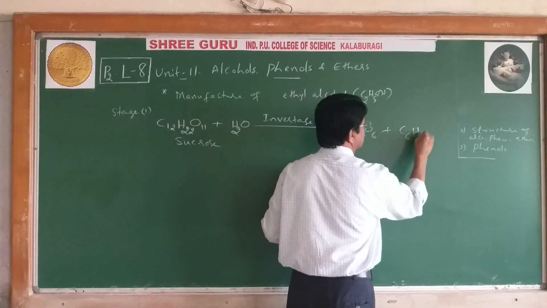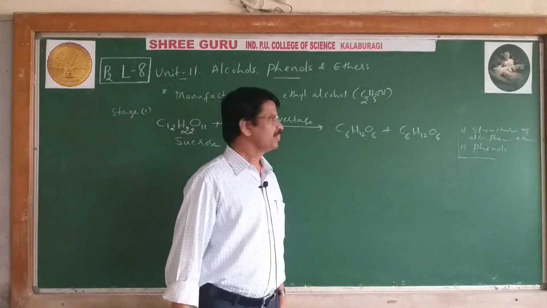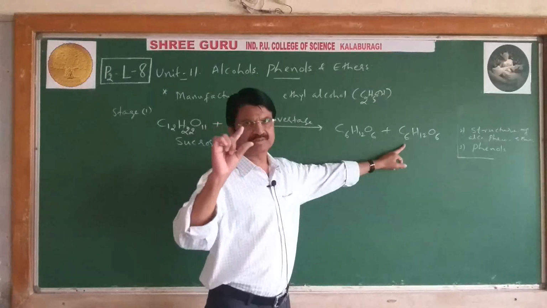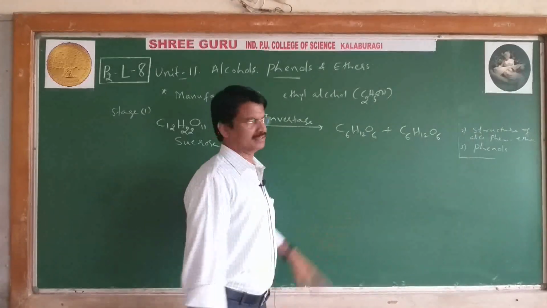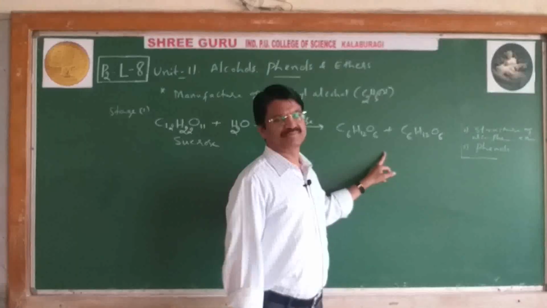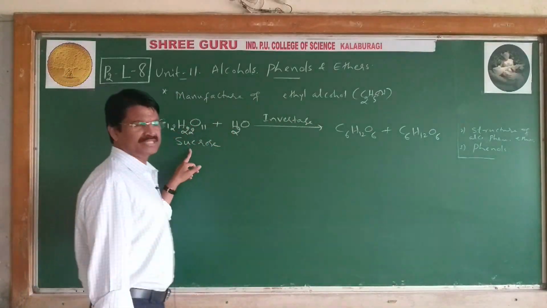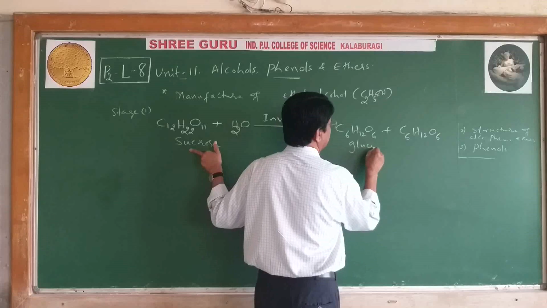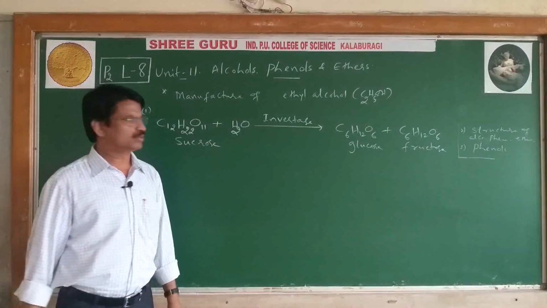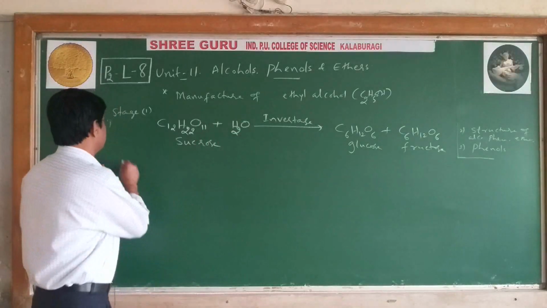C6H12O6 plus C6H12O6. In the biomolecules topic we can study the structures of all these, but glucose is an aldehyde molecule and fructose is a ketonic molecule. One contains a CO ketonic group, and the other a CHO aldehyde group. But they have the same molecular formula and differ by functional group, hence they are said to be functional isomers. When sucrose is hydrolyzed we get two compounds, glucose and fructose. This is stage 1.